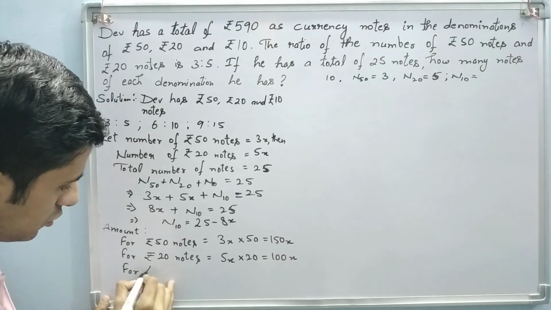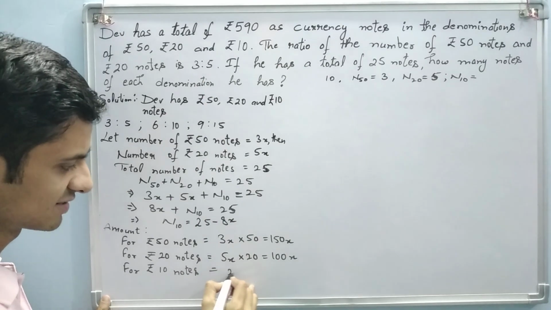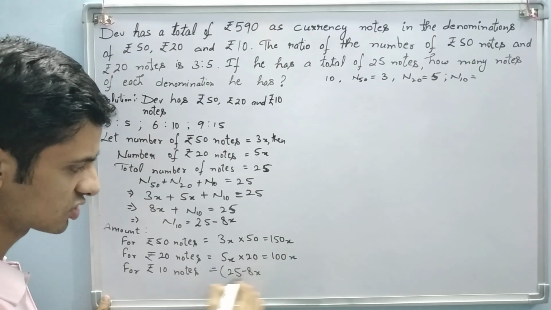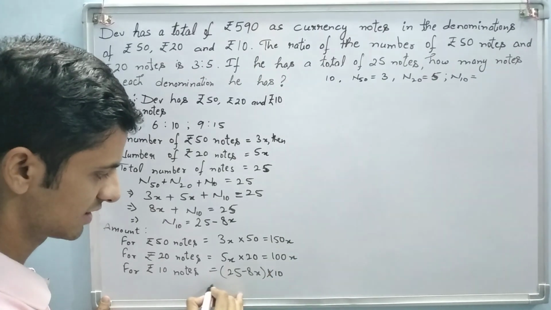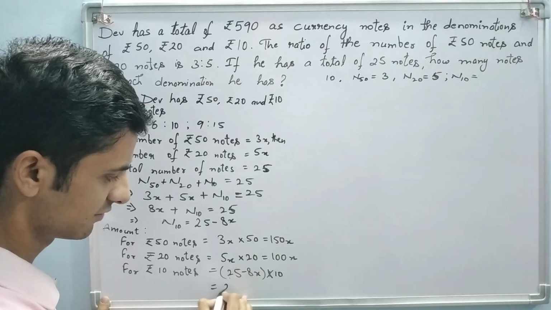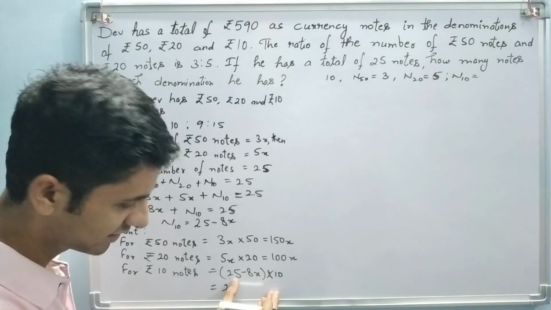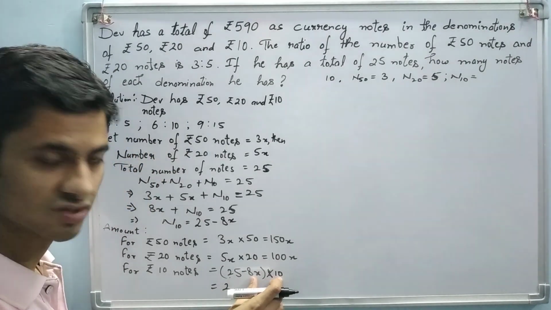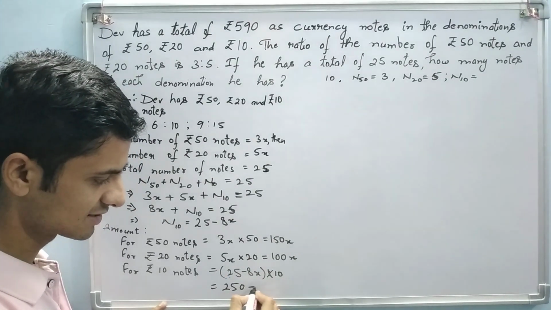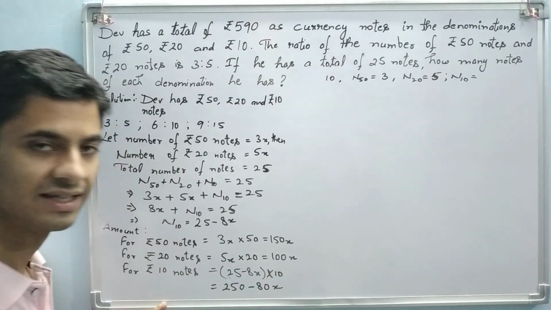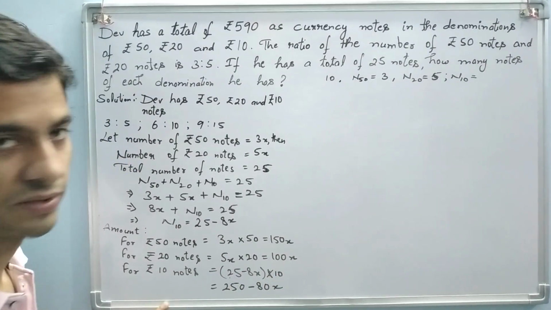For 10 rupee notes, the number of notes is 25 minus 8x. Cost of one note is 10 rupees. It comes out to be 10 into 25 minus 8x. When you open the bracket, this 10 will be multiplied by 25 and also by minus 8x. So 10 into 25 is 250, and 10 into 8x is minus 80x. So 250 minus 80x is the amount for 10 rupee notes.